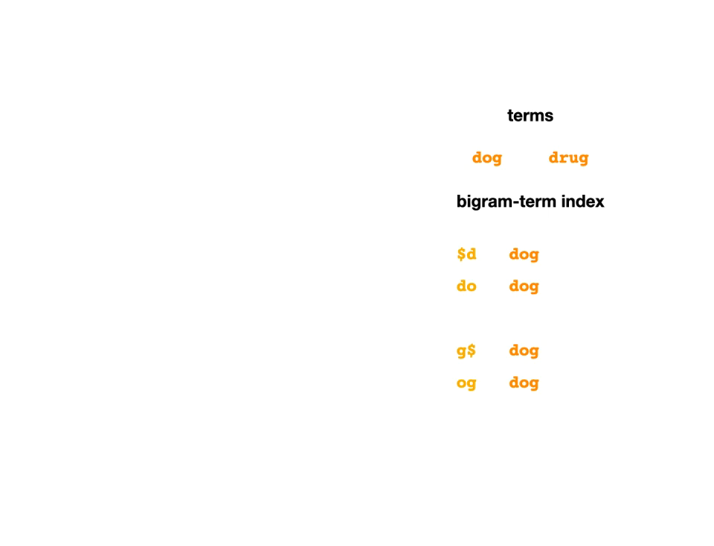So let's do drug. $D is in drug for sure. DR is in drug. RU is in drug. UG is in drug. And G$ is in drug. Hey, that's pretty good. So you see how this is very similar to the document indexes, the indexes that point to where the documents live. These are bigrams that point to where the terms live.